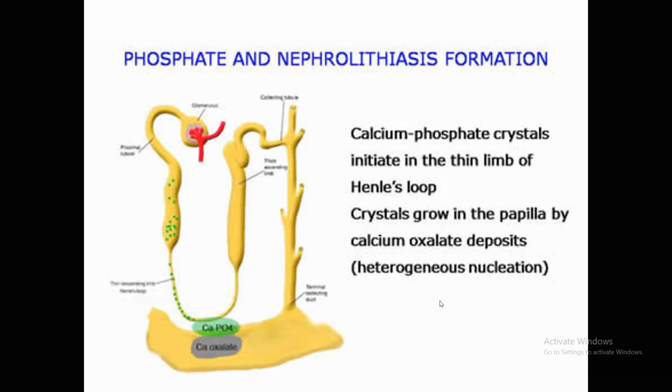This slide illustrates the most common stone, calcium phosphate stones, formation in the proximal portion of the nephron, especially in the Henle's loop. Clinically, nephrolithiasis is usually demonstrated by pain, flank pain. It is due to the obstruction of urinary ways and distension of either the ureter, the renal pelvis, or the renal capsule. The severity of pain relates to the degree of the distension produced.